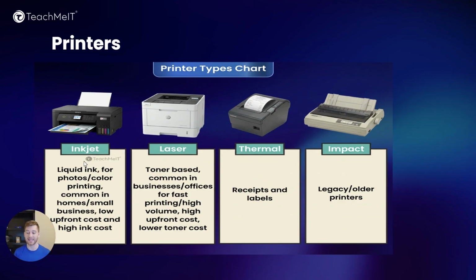The first type is inkjet. This is a very, very common type of printer, especially for consumers. It uses liquid ink. It's best for photo and color printing, and it's common in homes or small businesses, and it's got a very low upfront cost. Usually they can be had around $50 to $150 US, and they have a higher ink cost. So they have the low upfront cost, but they're pretty expensive to use in the long run just because the ink is pricey. From there, we have laser printers.